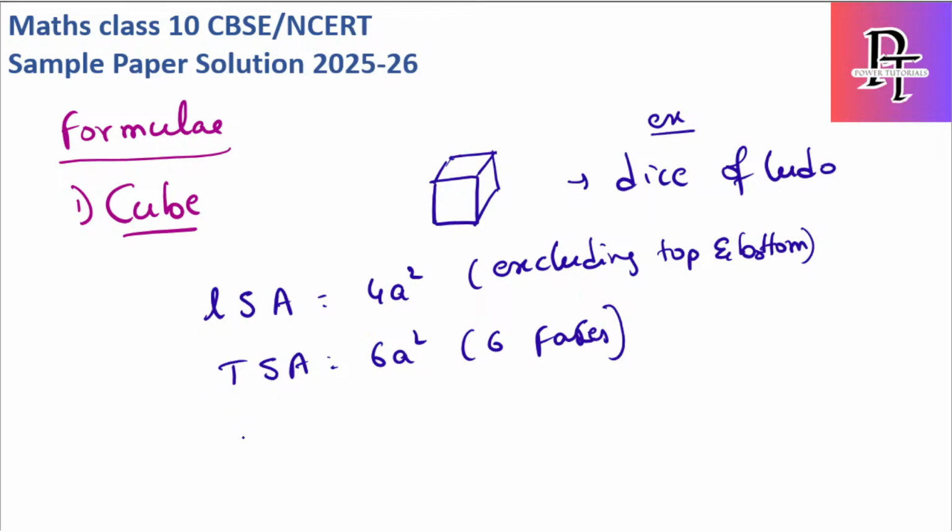Then we have the volume formula. Volume is very easy, which is a cube, whichever is the side. Here I have considered a as the side, so a cube is the volume.